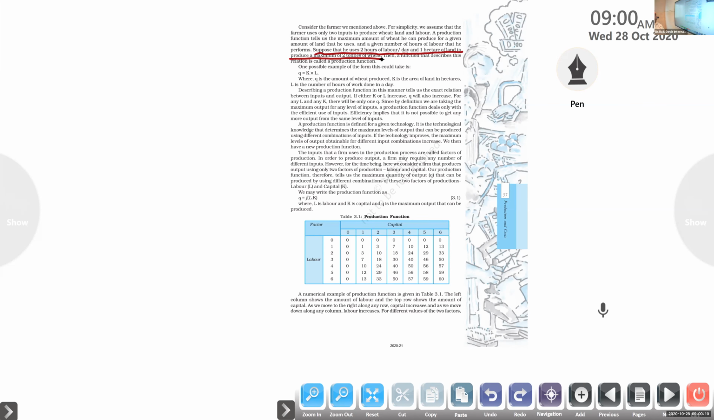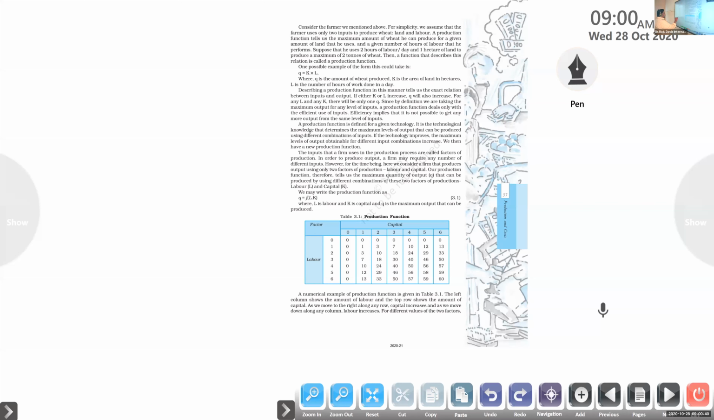Then the function that describes this relation is called the production function. So 2 tons of wheat is the produce, right or not? And the inputs are 2 hours of labor per day and 1 hectare of land. He used those and produced 2 tons of wheat. So we can write the production function like this.